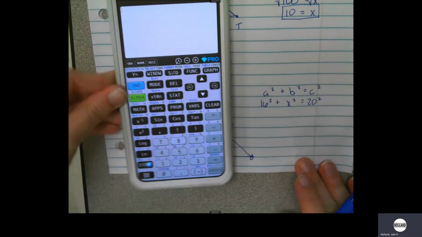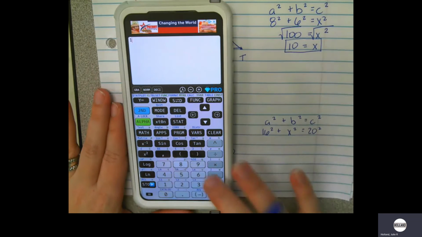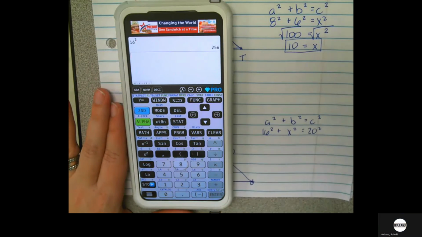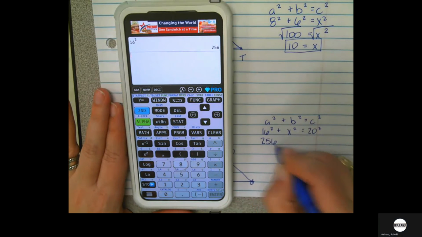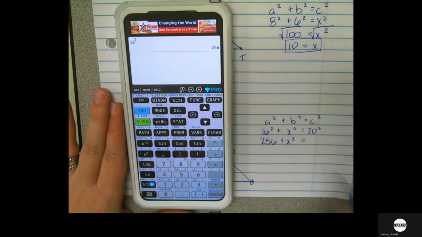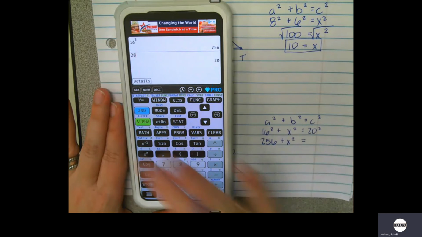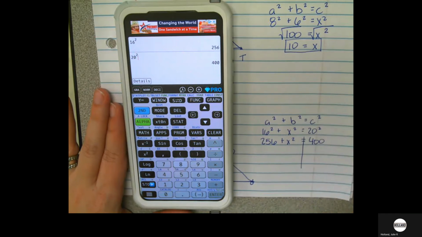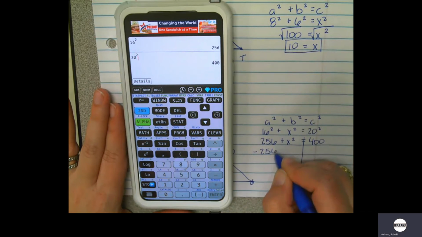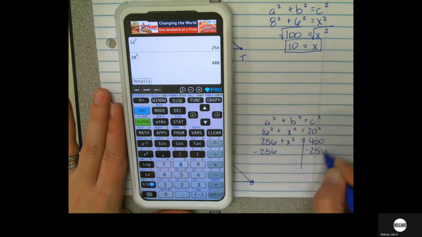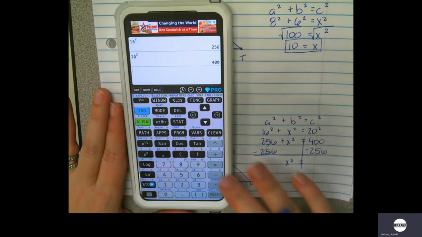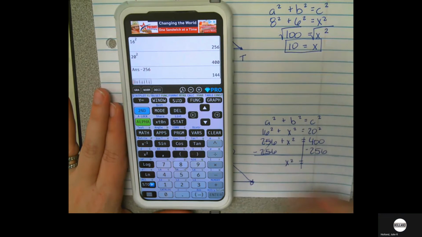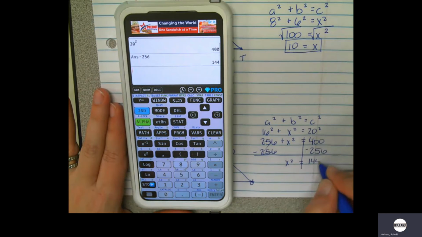So I'm just going to bring my calculator over, and I'm going to do 16 squared. It's 256 plus x squared equals 20 squared, which is 400. And remember, this is an equation, so I'm going to subtract 256 from each side. This one will zero out, and we're left with x squared. And then 400 minus 256 gives us 144.